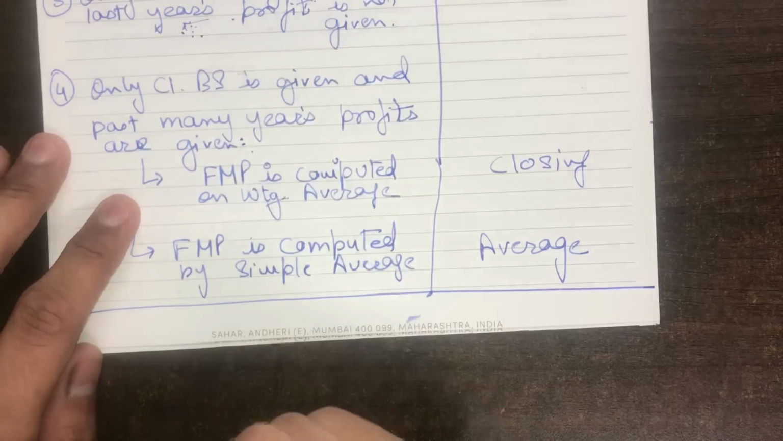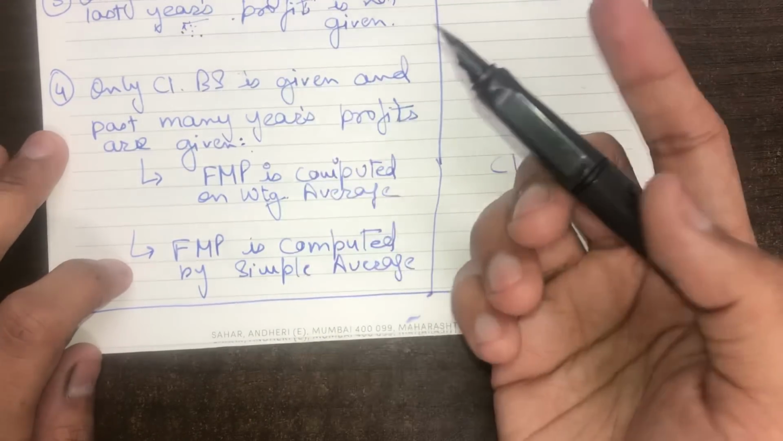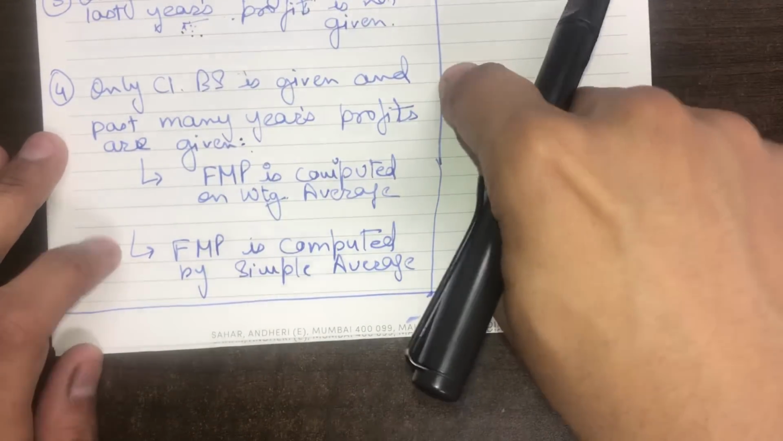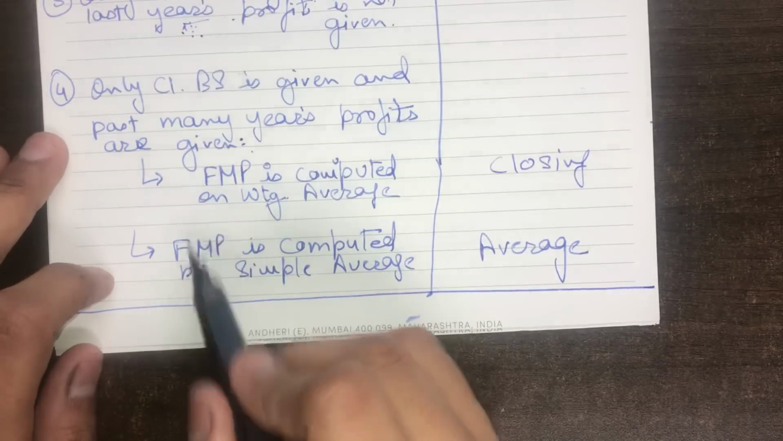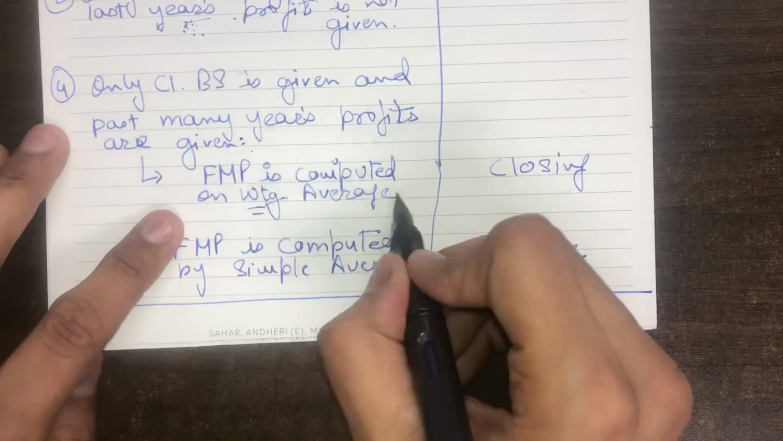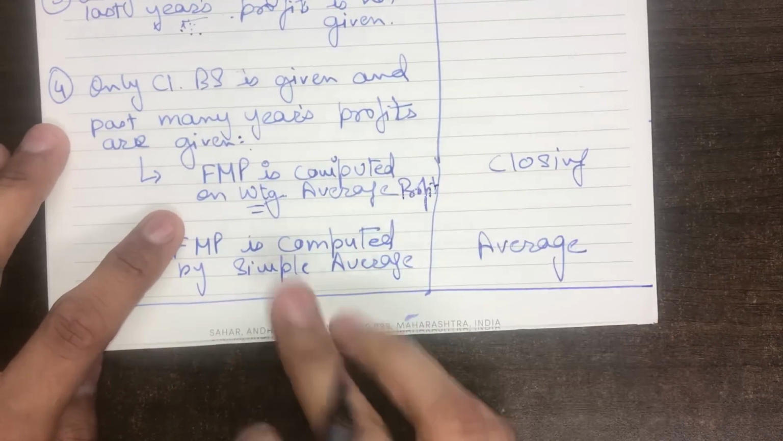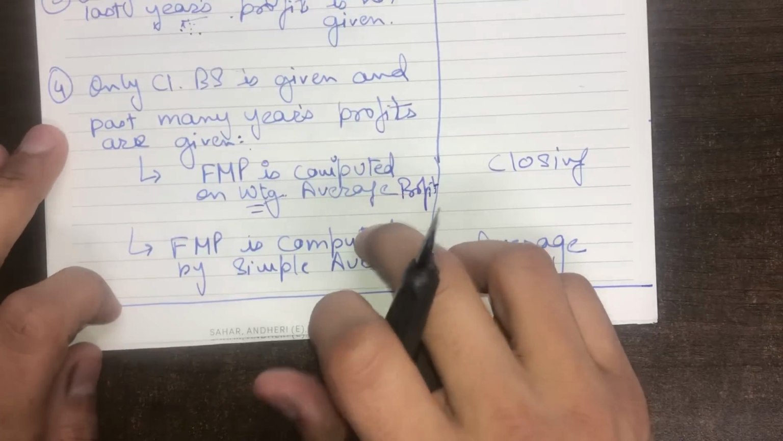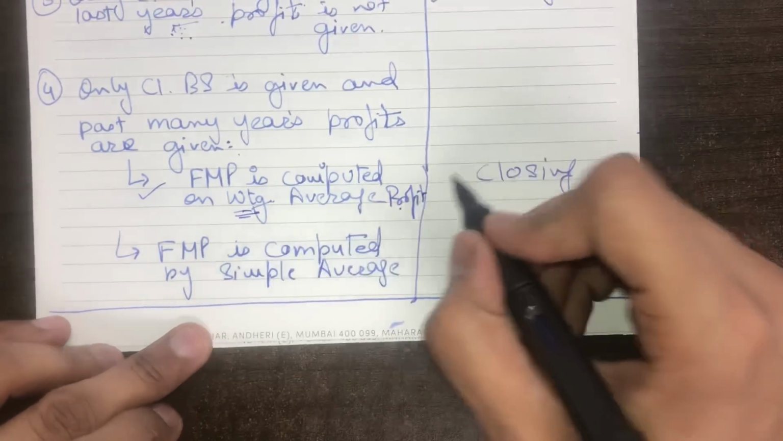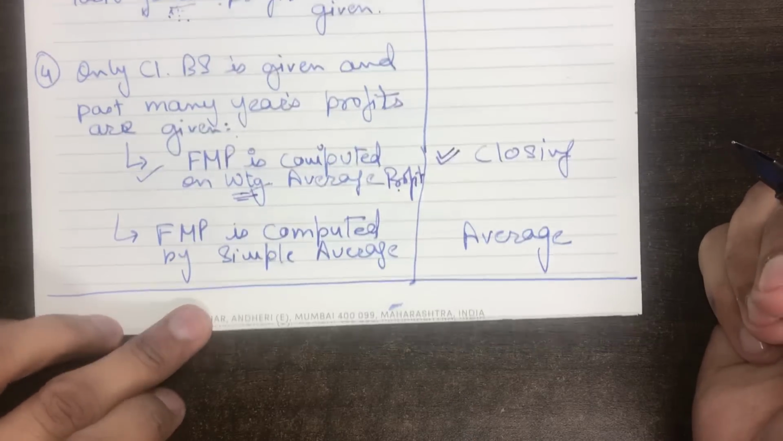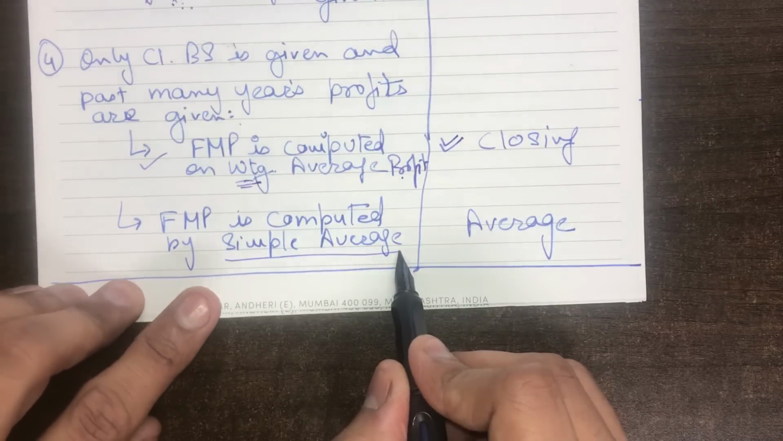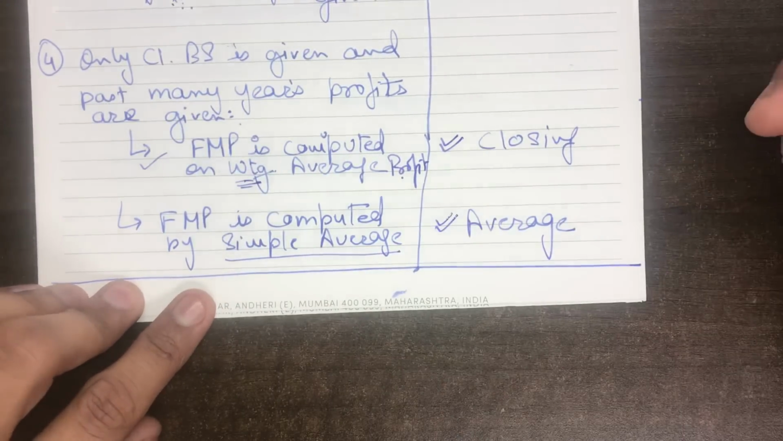Then last situation is when only closing balance sheet is given and past many years' profits are given. So including the last year, you have been given profits of past many years, say 3, 4, 5 years of past including the last year's profit. Then you have to see whether the FMP which you have computed, future maintainable profit, is computed on the basis of weighted average profits. So weighted average is computed only when there is trend in past profits. If you have computed FMP on the basis of weighted average profit, then you mostly choose closing capital employed. And when FMP is computed on the basis of simple average profit, then you mostly choose average capital employed.